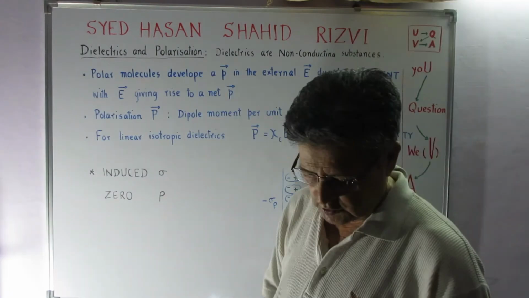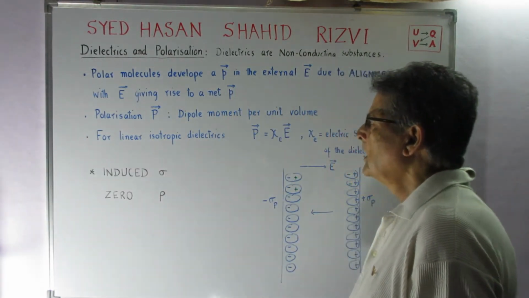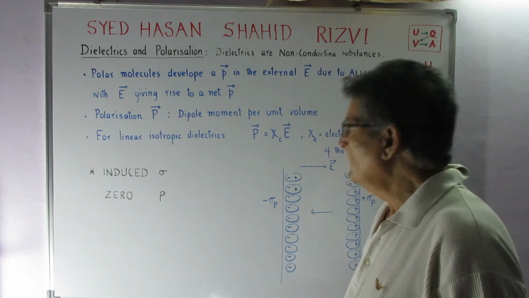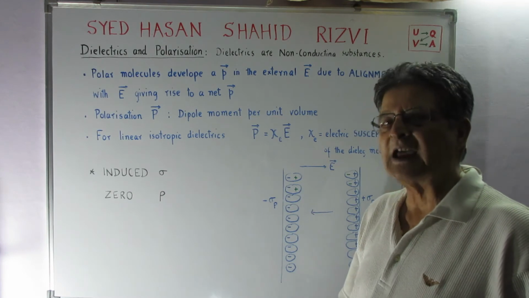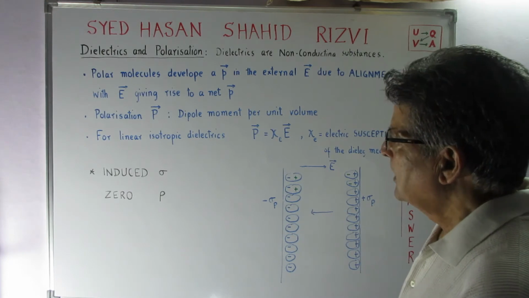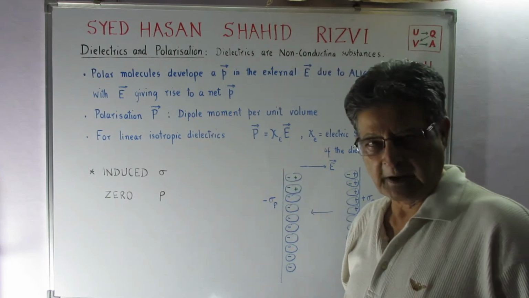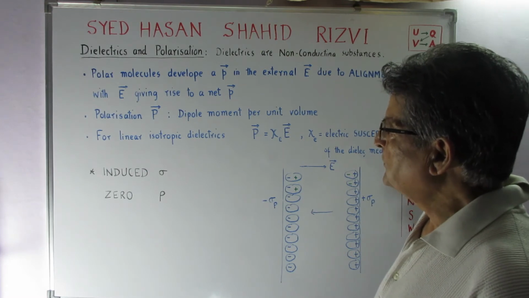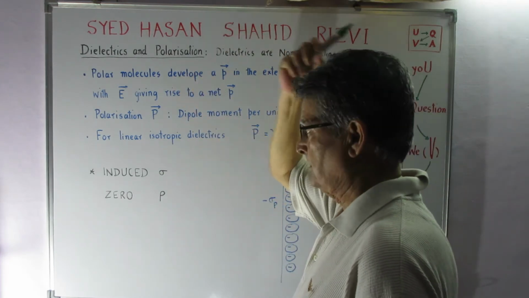Okay, so we were discussing the polar molecules. The polar molecules develop a dipole moment vector in the external field due to the alignment of the molecules with the electric field, giving rise to a net value of P. So this brings us to define what is polarization.